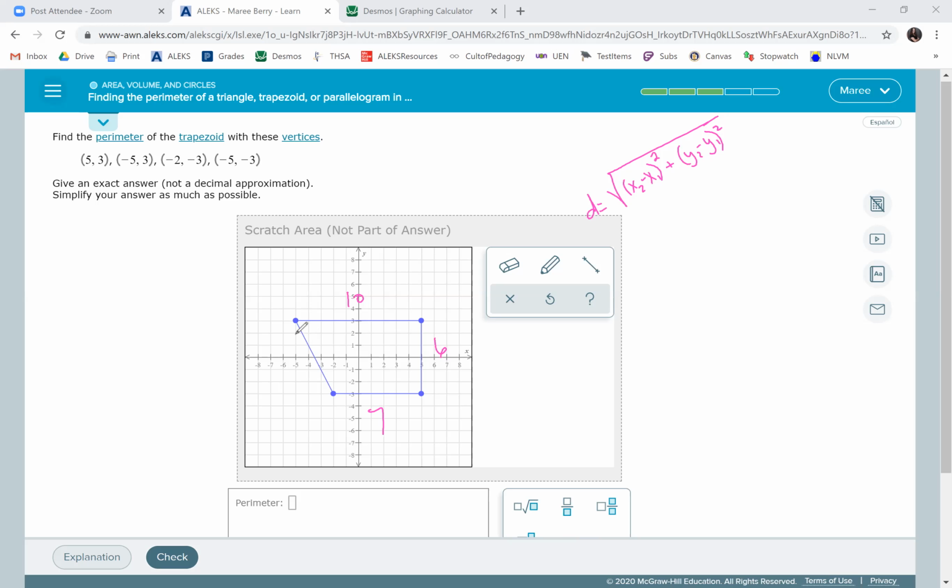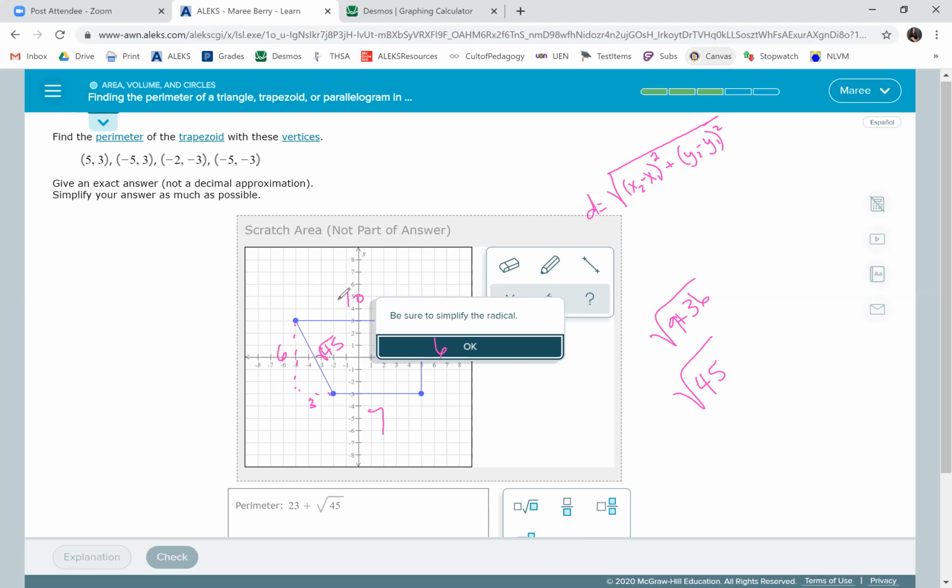And then this one, this is 1, 2, 3, 1, 2, 3, 4, 5, 6. So that's going to be the square root of 9. And what's 6 squared? 36. Square root of 45. Okay, so square root of 45. So we add 10 plus 6 plus 7. 6 plus 7 is 13 plus 10, so 23 plus square root of 45.